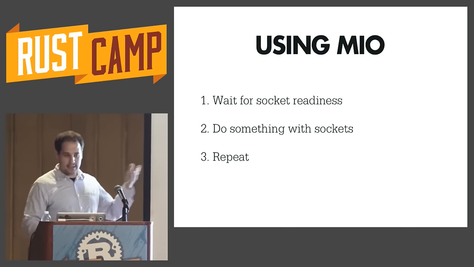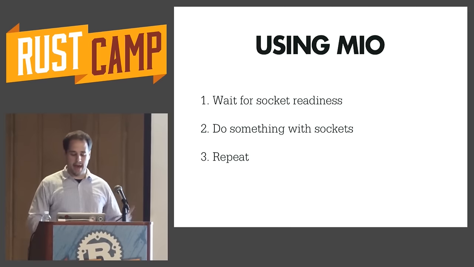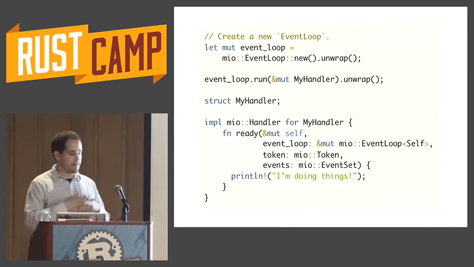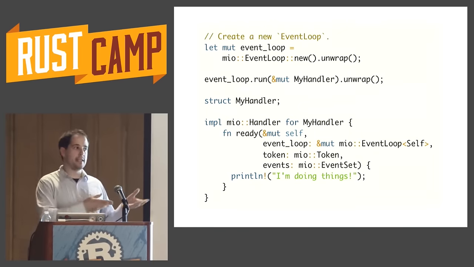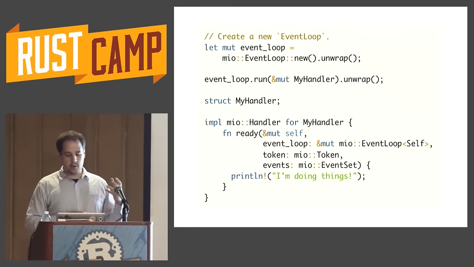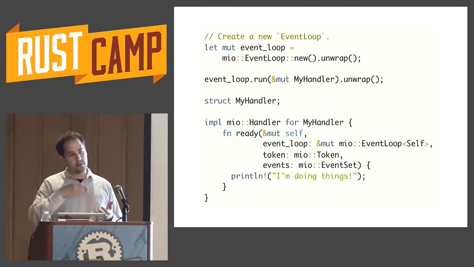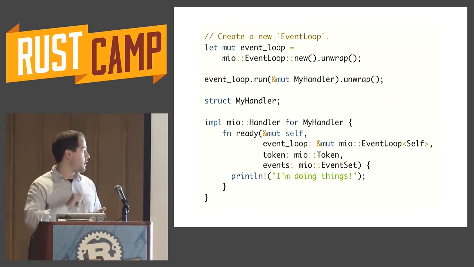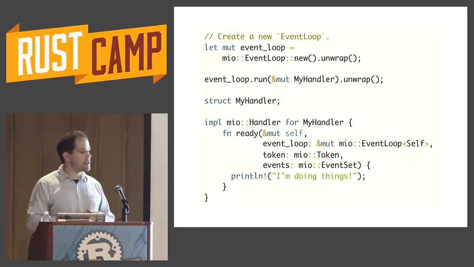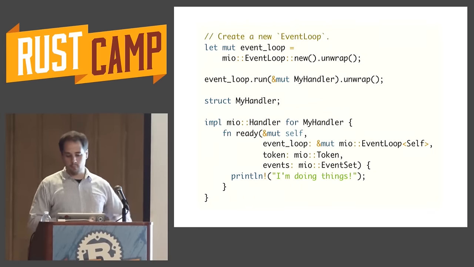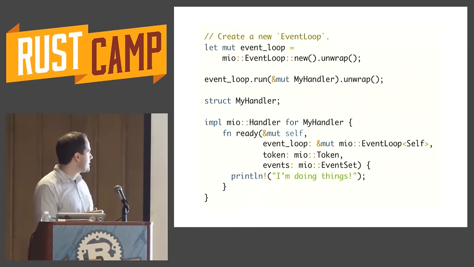Since this loop is a pattern that keeps coming up, MIO starts by just giving you an event loop. So this could be in a main function. I'll fill in the example a bit later, but start by creating an event loop. Then you define a handler, and this handler's job is step number two, which was to do something with the sockets. You start the event loop with the handler, and the event loop is now going to do step one, wait for sockets to be ready. Step two, it's going to call the handler's ready function with the information about the socket that is ready. In the handler implementation, you do something, and then you return, and the event loop is going to repeat. So just run everything in a loop. And that is the most important bit.